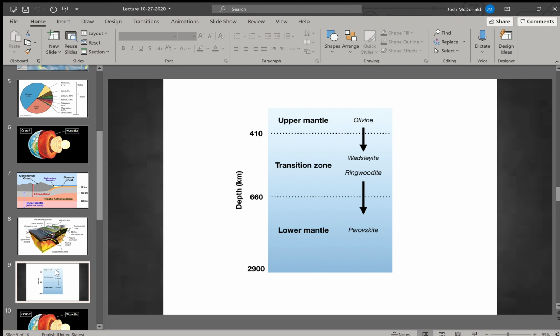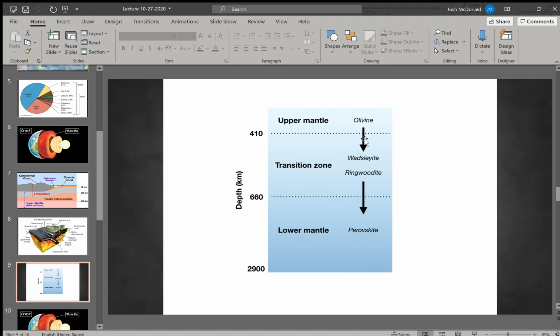Now, the mantle has three different zones. You have that upper mantle that involves both the lithosphere and asthenosphere, right at the top of the upper mantle. You have the transition zone, which runs down to about 410 miles below the surface, and then down to almost 1,800 miles below the surface, you have the lower mantle.